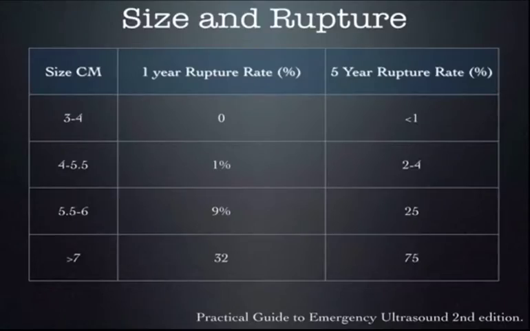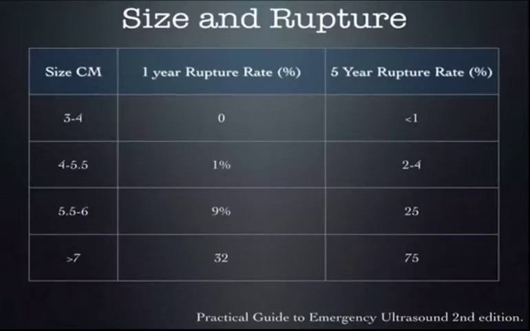Let's talk a little bit about the risk of AAA rupture. Now, obviously, size and rate of growth are very important factors when it comes to the risk of a ruptured AAA. A AAA that ranges 3 to 4 centimeters has a 0% rupture rate in the first year. Once you go to 4 to 5.5 centimeters, there's a 1% 1-year rupture rate. Now, as you expand up to 5.5 to 6 centimeters, you see a 9% annual rupture rate.